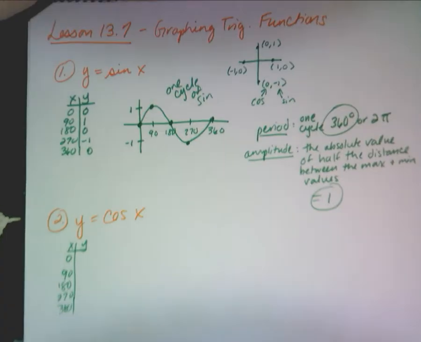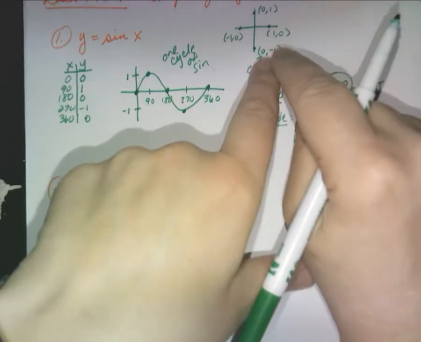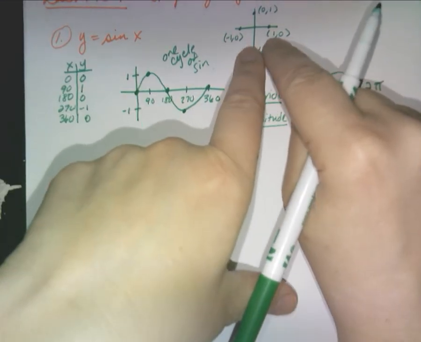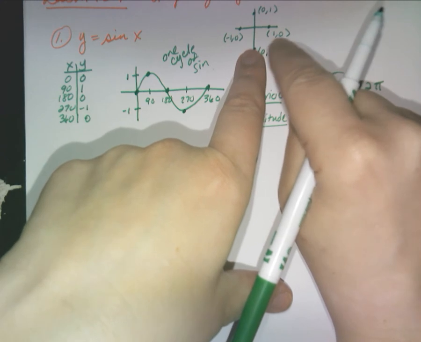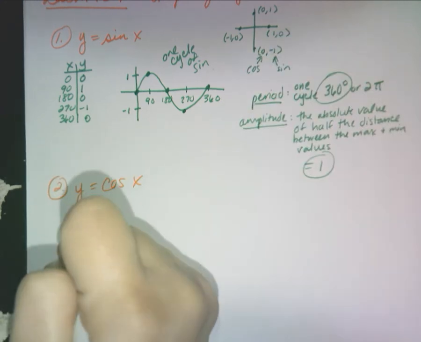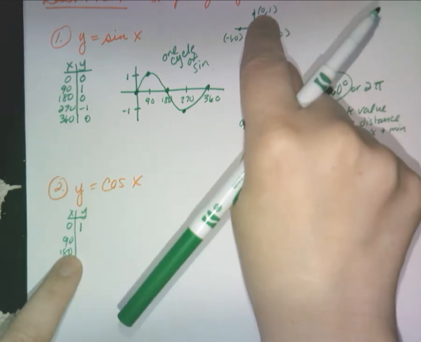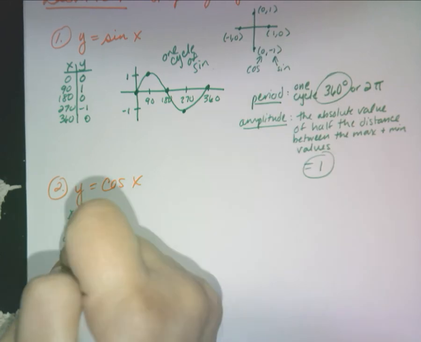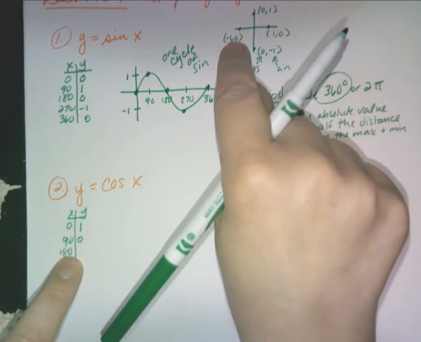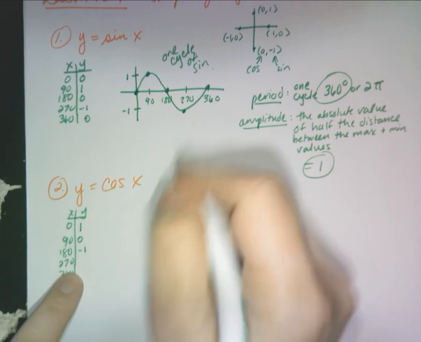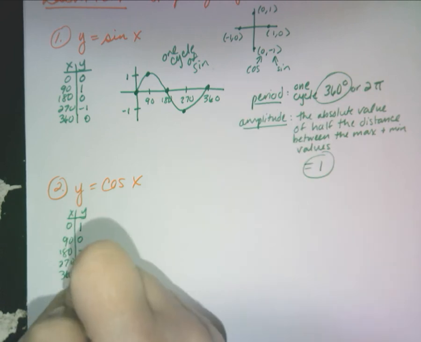All right, so cosine, there it goes. So notice again, cosine at 0 would be which one of these then? 1. The cosine at 90, though, would be the x value, which is 0. At 180, it's -1. 270 is 0, and then back to 1 again.